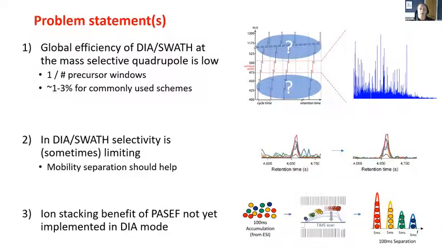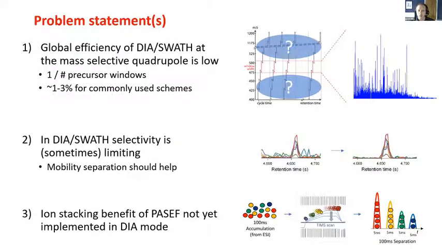So what are the problems that we might be able to reasonably address using this combination of DIA and PASEF? I think the most interesting one is the global efficiency of ion utilization at the mass selective quadrupole. Typically the efficiency of ion utilization at the quadrupole in DIA or SWATH mode is something like 1 divided by the number of precursor isolation windows, so something like 1 divided by 32 or 1 divided by 64. So it's in the range of maybe 1 to 3%. And of course, for DDA mode, this is going to be much lower than that.